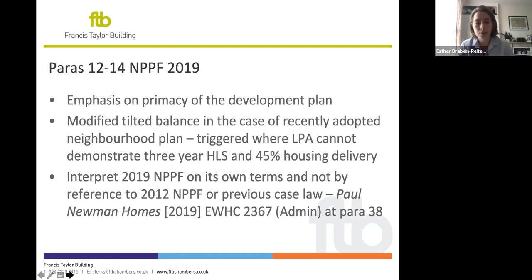So now I'm going to pass back to Andrew for some more discussion on various aspects of paragraph 11D and the Monkhill case.